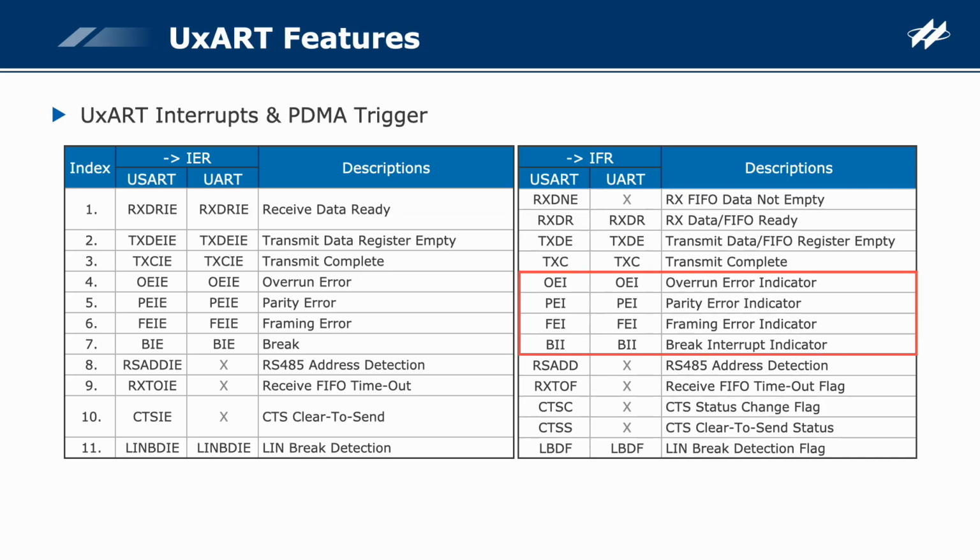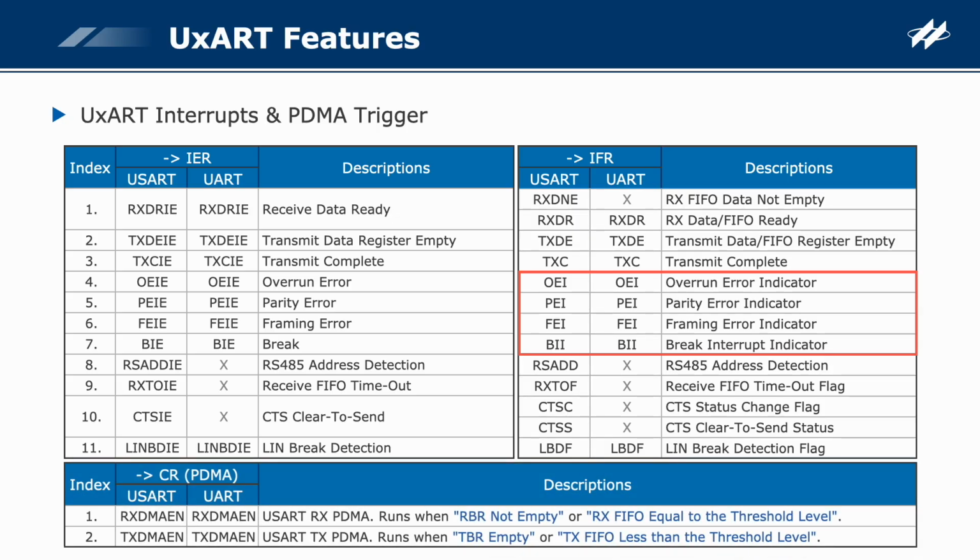If any of these 4 bits is set to 1, it means that an error occurred during transmission or reception. The OEI bit indicates data loss caused by buffer overrun. The PEI bit indicates parity error caused by incorrect byte data. The FEI bit indicates that the received character does not have a valid stop bit. This could mean that the transmission is incomplete or that the frame is faulty. The BII bit indicates that the start bit was received, but the remaining bits were lost.